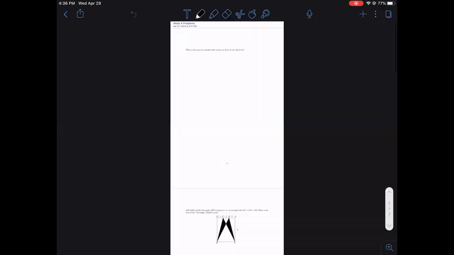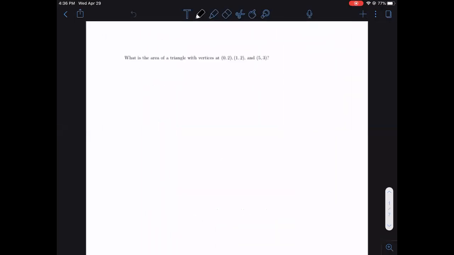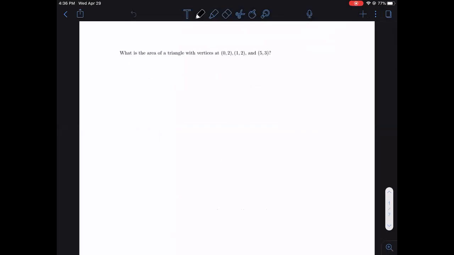Now we're going to do some problems. And here I don't have a graph, so I'm sad. But let's just try graphing. We want to find the area of this.